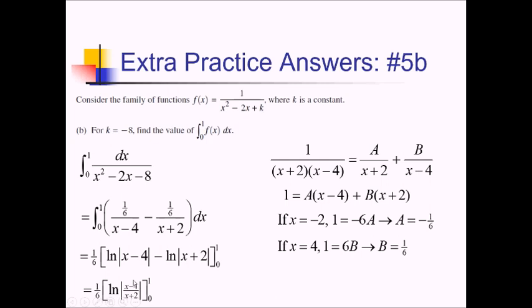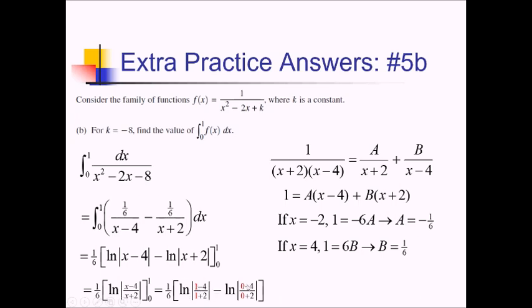And now I've got ln of, I got a 1/6 still, and now I've got ln of 1 minus 4 over 1 plus 2. Minus, now we've got ln of absolute value of 0 minus 4 over 0 plus 2. So this is ln of, let's see, -3 over 3. That's -1, which is +1 with the absolute value. Ln of +1 is just 0. So that whole first term is gone.